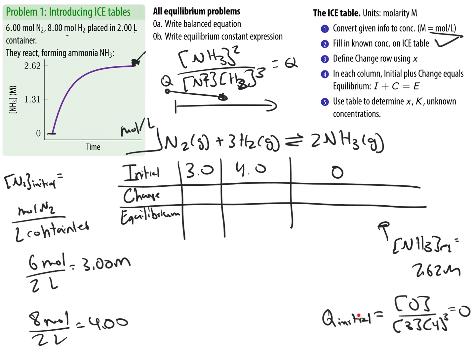It's not a bad idea to always do this comparison and check the value of Q, compare it to K to see what direction the reaction is going to proceed. But in this case, this reaction is going to proceed to the right. So when we define the change row, we're going to do plus X of the products and minus X of the reactants. And we use the stoichiometric coefficients there. So in this case, for N2, it's a reactant, so it's going to be minus X, and its coefficient is 1, so it's just minus 1X. For H2, it's also a reactant, so it's going to be minus, but if I look at it, it has a coefficient of 3.